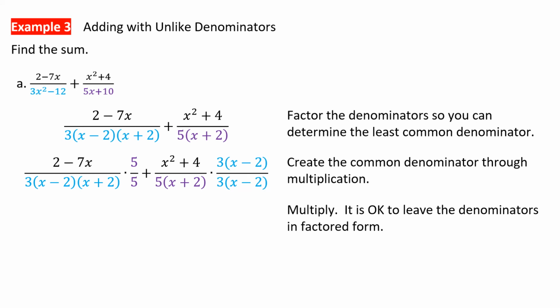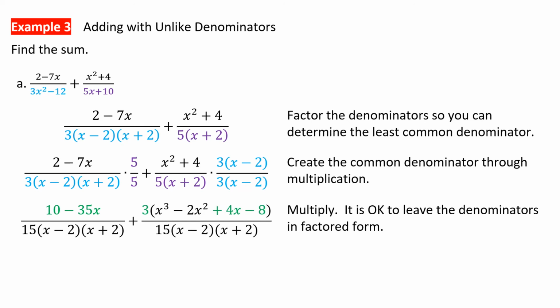Now, for the next step, we're going to multiply that purple 5 times the 2 minus 7x, and also the 3 times the x minus 2 multiplied with the x squared plus 4. I'm going to leave the denominator factored just the way you see it for the same reason as mentioned earlier. It helps us to recognize that there's points of discontinuity at plus and minus 2. What I might do is multiply by 3 times 5 to give us 15. So we get the 15 and the x minus 2 and x plus 2 in the denominator. 5 times 2 is 10. 5 times negative 7x is negative 35x.